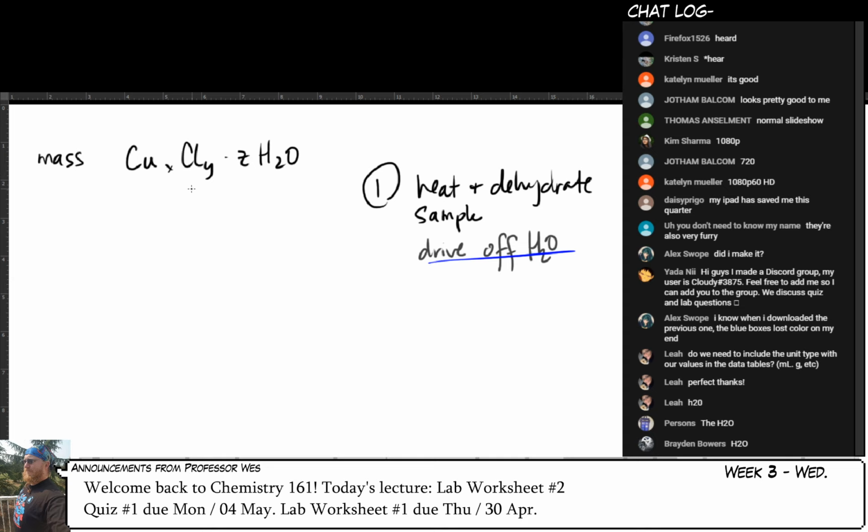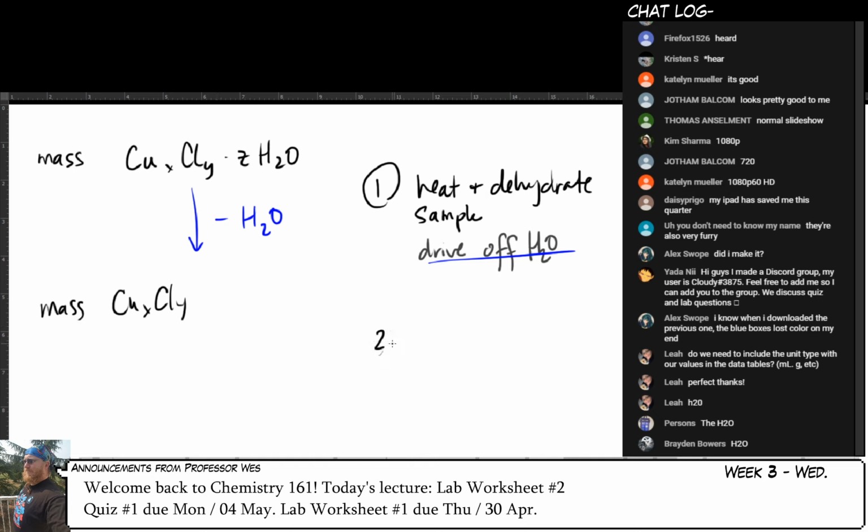So what that means is that after this step, we have lost H2O. And then what's left is just this. Hold on. Undo, undo. So now we have just the copper and the chlorine left.